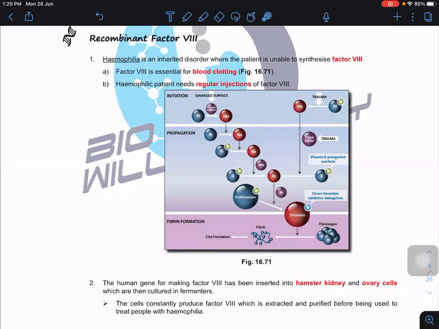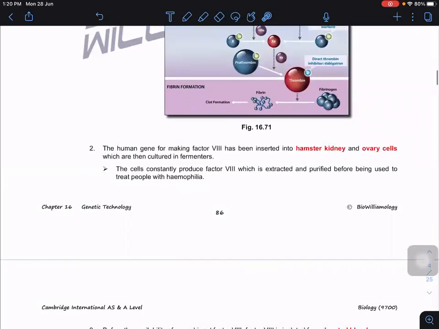So for hemophilia, you can't have proper blood clots due to clotting factor 8. What we're going to do here is use the recombinant factor 8, slightly different. After many rounds of trial and error, scientists found that hamster kidney and ovarian cells are the best to culture to produce factor 8. Are you clear? No question will ask why hamster kidney or ovarian cells. Basically, they are eukaryotic cells, so they give us the most optimum products.